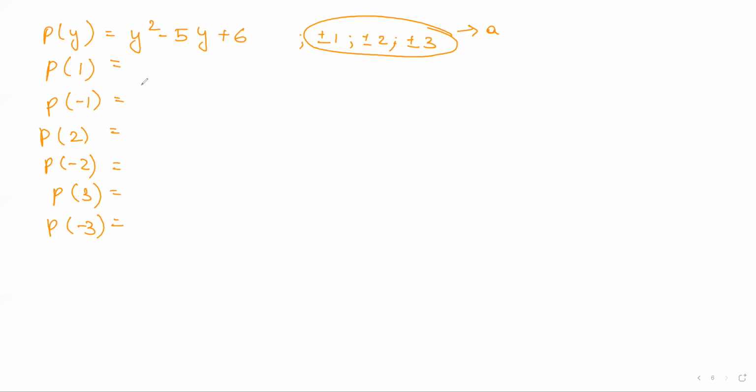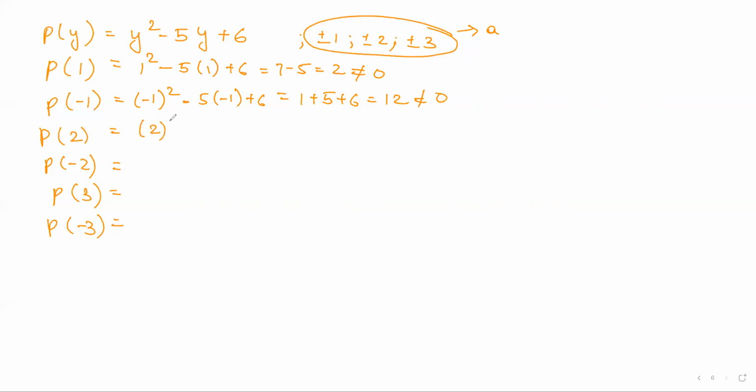which means those two values will be your zeros. P of 1, 1 square minus 5 into 1 plus 6. This is equal to 1 minus 5 plus 6, 7 minus 5, which is equal to 2, not equal to 0. Minus 1, minus 1 square minus 5 into minus 1 plus 6, which is equal to 1 plus 5 plus 6, is equal to 12, not equal to 0. 2 square minus 5 into 2 plus 6 is equal to 4 minus 10 plus 6. 6 plus 4, 10, 10 minus 10 is 0. So this is your first value.